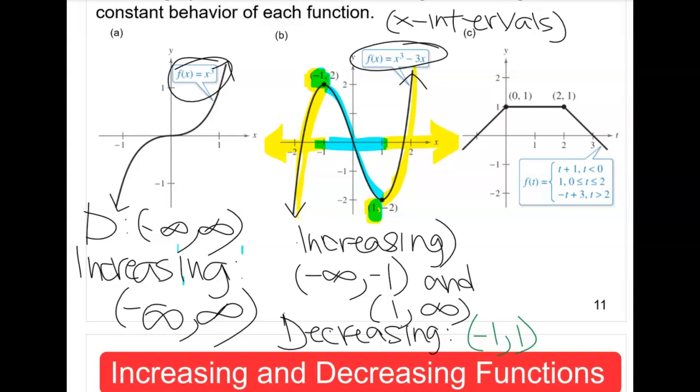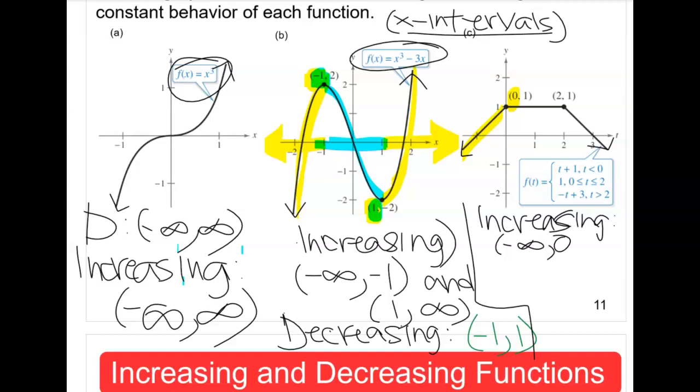Okay, and we have one last graph. Again, we don't have a starting and ending point, so we're going to assume that we're going to infinity and coming from negative infinity. It's pretty easy to notice this one, we're increasing. And so increasing is going to be from negative infinity to the x value that you see here, 0. Remember, always give your answer in x intervals.